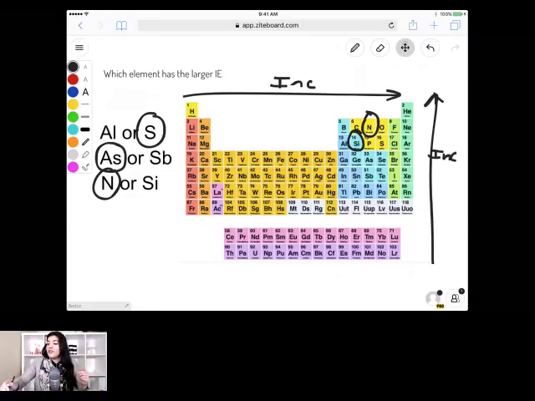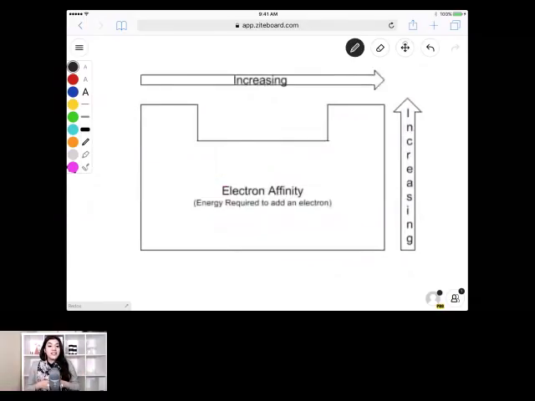And let's move on to a different type of trend. You can think of this as the opposite of ionization energy. Electron affinity is the energy required to add an electron. Ionization energy was the energy required to remove an electron. Electron affinity is the energy required to add an electron. And we'll see the same trend again. Going from left to right, that's going to be increasing, and from down to up, that's also increasing. Pretty easy so far, right? If all of these trends are the same, so far, so good.